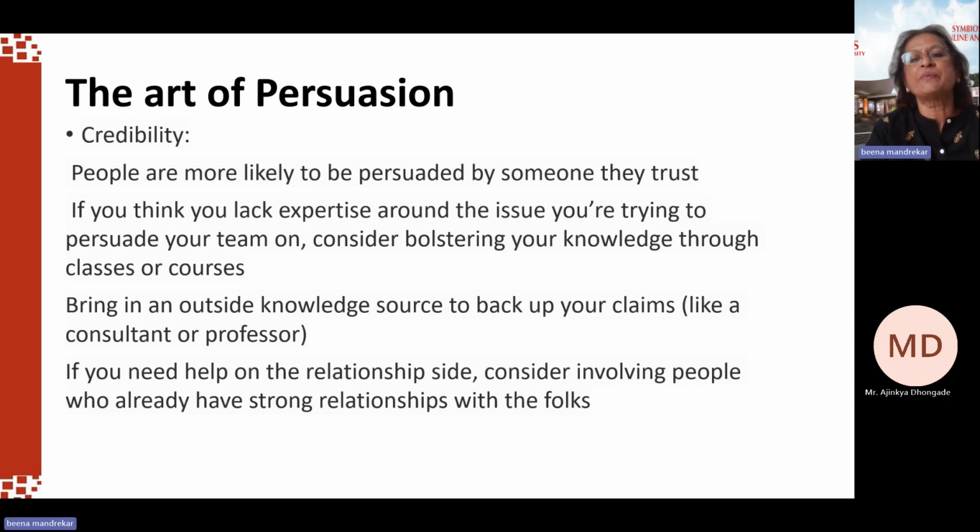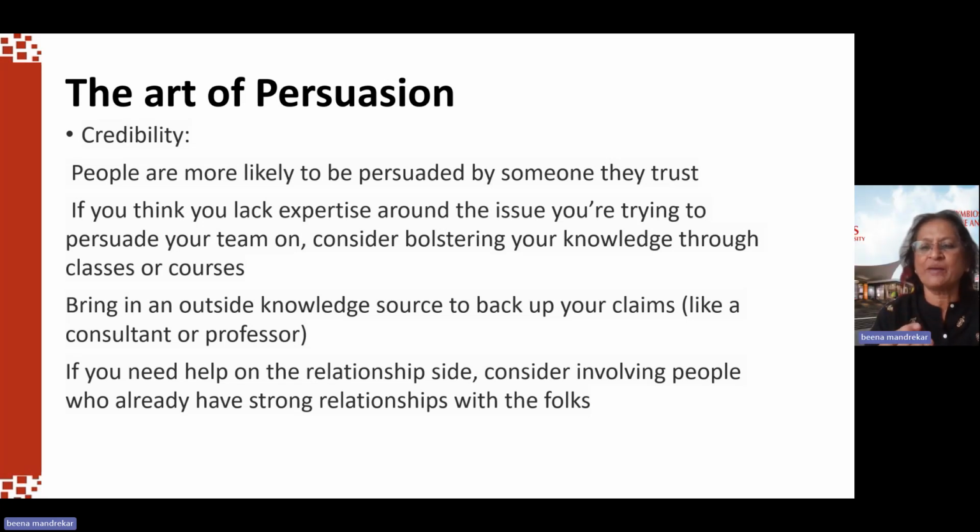People are more likely to be persuaded by someone they trust. Now, suppose you don't have the expertise around the issue you're trying to persuade your team on. Consider bolstering your knowledge through classes and courses. Everyone is not clever at everything. We have to learn at every point of time, so we have to bolster our knowledge through classes or courses and get the maximum out of what we are trying to sell. If we can, we should bring an expert, an outside knowledge source, a consultant or a professor.